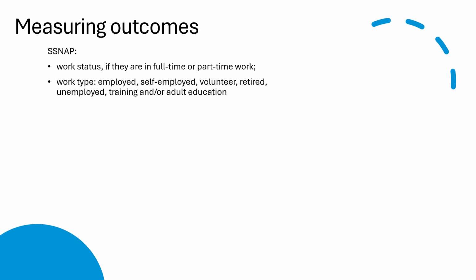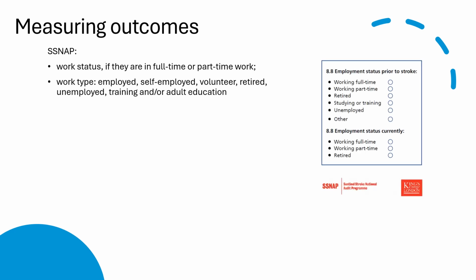So just wanted to talk a little bit about outcome measures, really. So we already know that we complete our SNAP audit, and work status is on there. So we have to look at this when they've been discharged from, or at the end of their stroke journey, and it's usually reviewed again as well in 6-month clinic. So it's whether they're in full or part-time work, and then thinking about what their type of work is: employed, self-employed, volunteering, retired, and whether they're in training or studying.